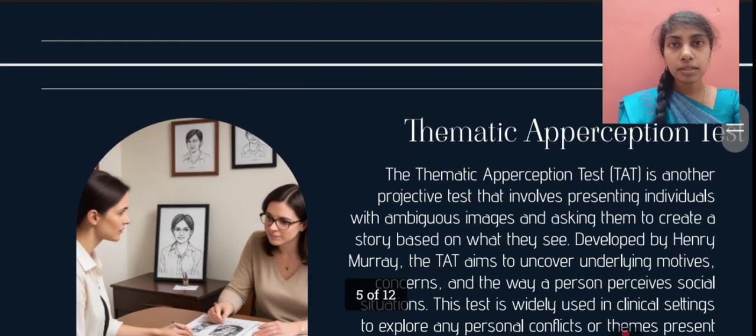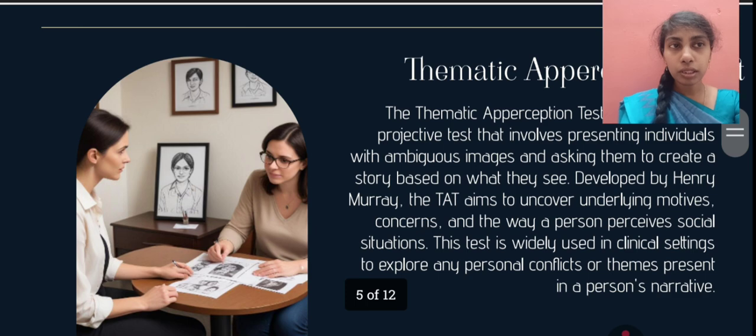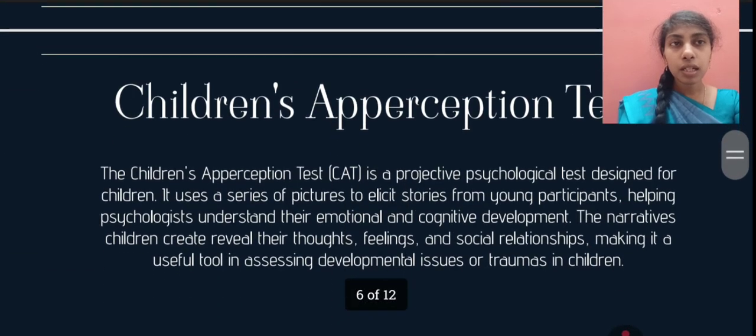Thematic apperception test. The thematic apperception test, also called TAT, is another projective test that involves presenting individuals with ambiguous images and asking them to create a story based on what they see. It was developed by Henry Murray. The TAT aims to uncover underlying motives, concerns, and the way a person perceives social situations. This test is widely used in clinical settings to explore any personal conflict or theme present in a person's narrative.